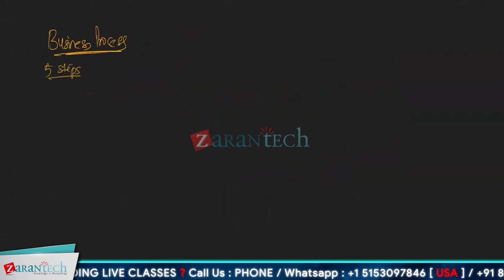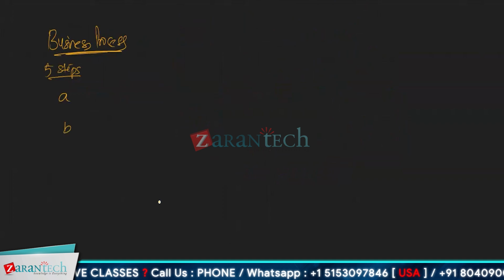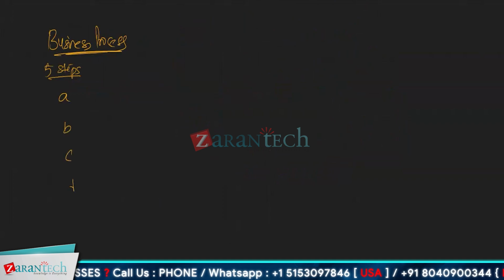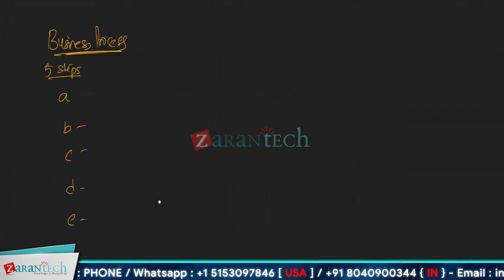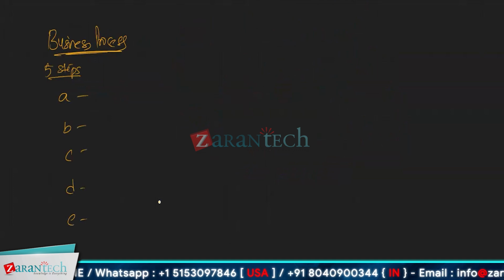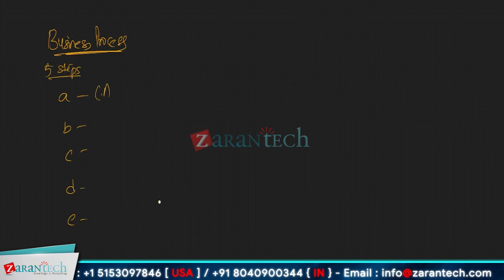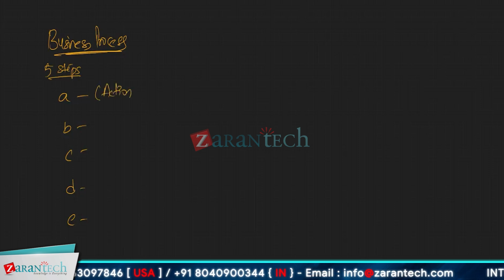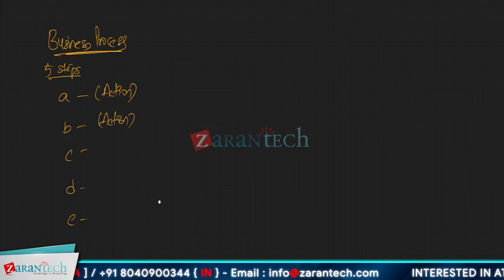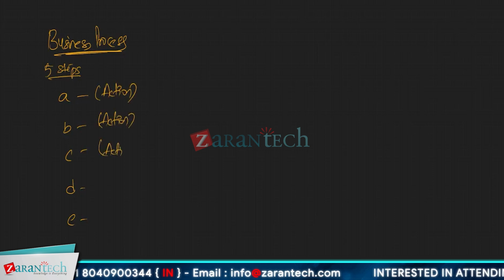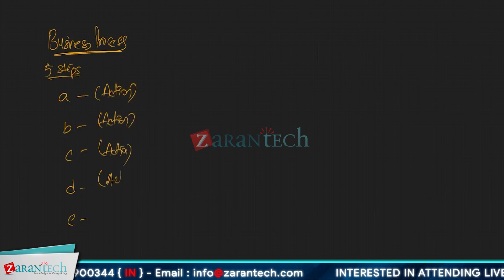So you have step A, step B, step C, step D, and step E. You have these 5 steps in the business process. Each of these steps will be a specific action that you need to complete. Okay, so when you are executing that particular business process, you have to complete each of these actions.